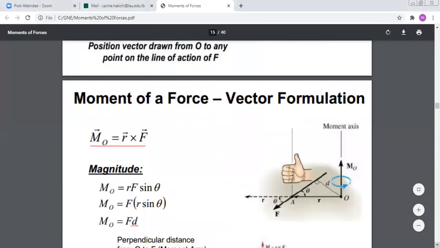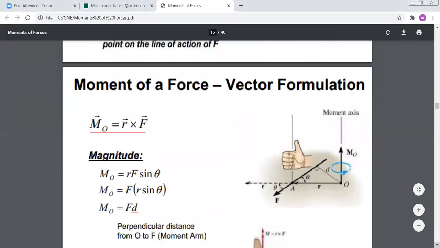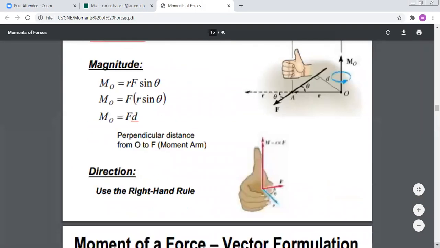So as you can see here, this is what we said. First, for the magnitude, we have r sine theta is always equal to d. And if you can see here, it's your right hand. This is how you apply it. Look, you take your 4 fingers along r and you curl them towards f. Your thumb will point in the direction of the moment.